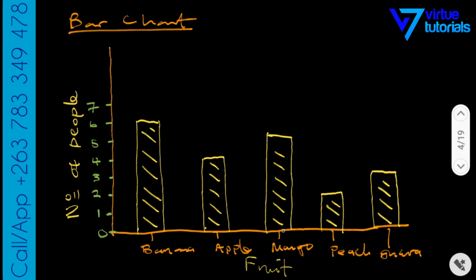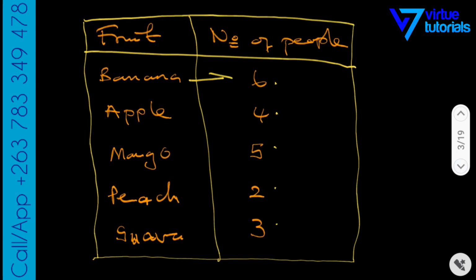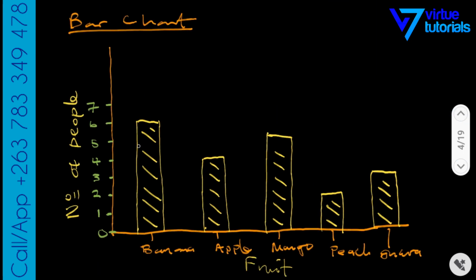So this is what we have. We have 2 axes. On the horizontal axis, we've got fruit: banana, apple, mango, peach, guava. On the vertical axis, we have the number of people, 0, 1, 2, 3, 4, 5, 6, 7. So from our table here, the number of people who like banana are 6. So the bar for banana goes up to 6.